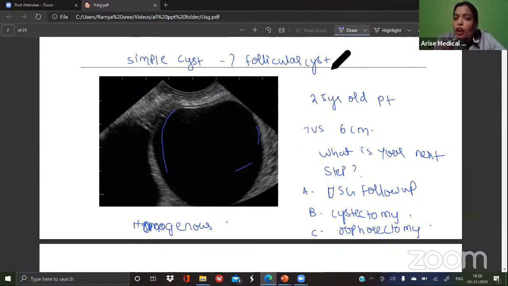What is the most common ovarian cyst in a female? The most common ovarian cyst is the follicular cyst only. We tend to get follicular cysts. And what happens to this follicular cyst? Do they regress by themselves or do we need to treat them?